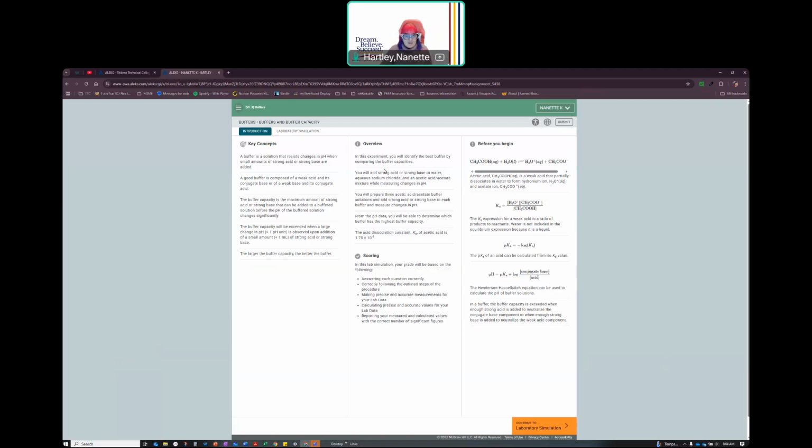In this experiment, we'll identify the best buffer by comparing the buffer capacities. You'll add strong acid or strong base to water, aqueous sodium chloride, and an acetic acid acetate mixture while measuring changes in pH. You'll prepare 3 acetic acid acetate buffer solutions and add strong acid or strong base to each buffer to identify changes in pH. In the pH data, you will be able to determine which buffer has the highest buffer capacity. The acid dissociation constant, Ka, of acetic acid is 1.75 times 10 to the minus 5.